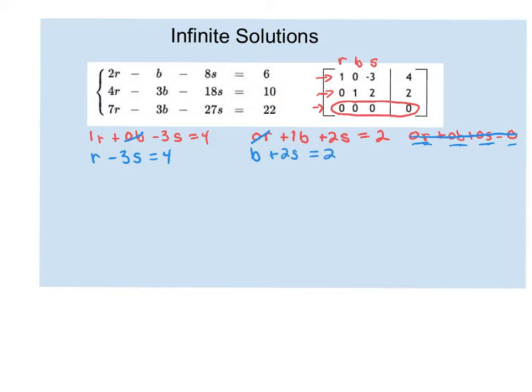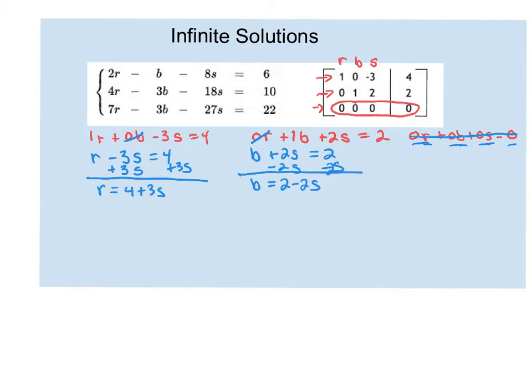Now, I'm going to notice that s is in both of these equations, so I'm going to solve for r in terms of s, and I'm going to solve for b in terms of s. To do that, I'm going to add 3s to both sides, so I'm going to end up with r equals 4 plus 3s. The next one, I'm going to subtract 2s from both sides, and I get b is equal to 2 minus 2s.